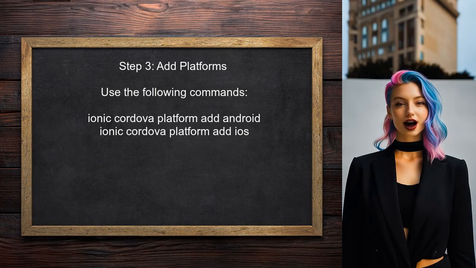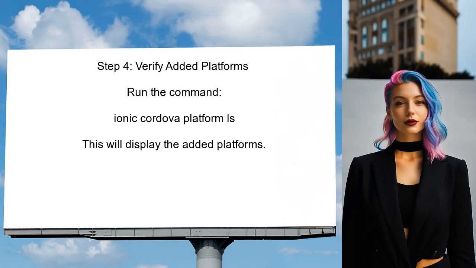Next, the user needs to add the Android and iOS platforms using the new command structure. Instead of using Ionic Platform Add, they should use Ionic Cordova Platform Add. Finally, the user should check if the platforms have been added successfully. This can be done by listing the platforms in the project.